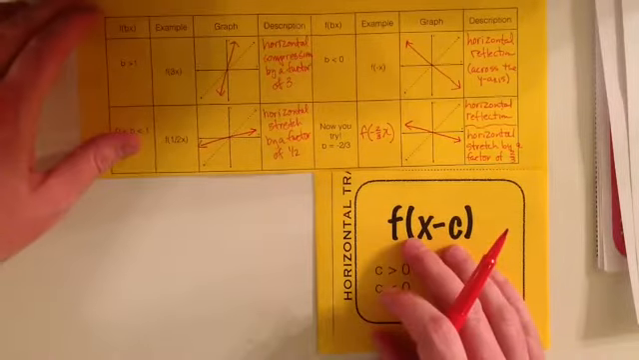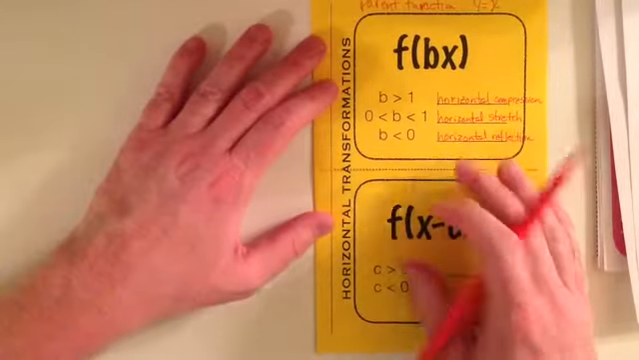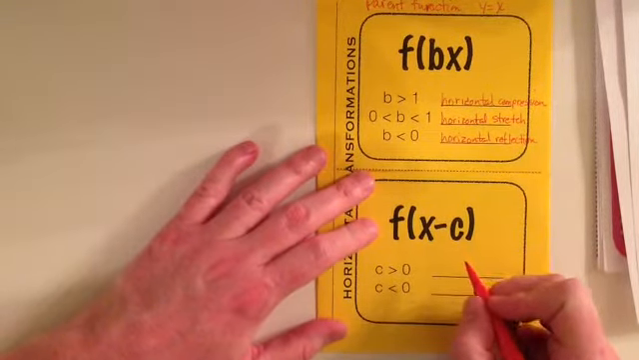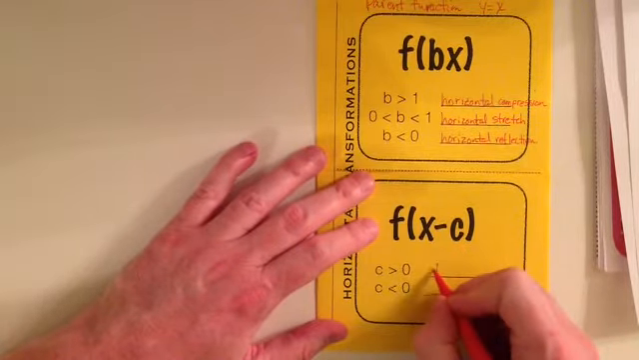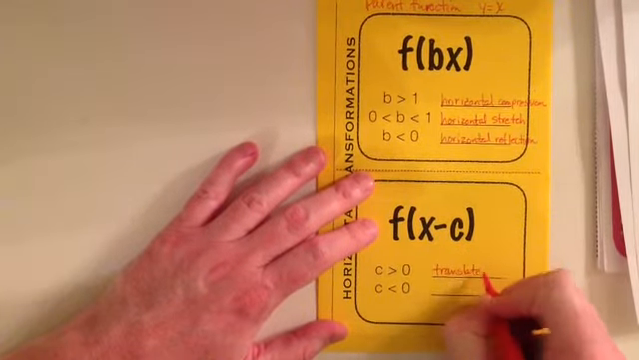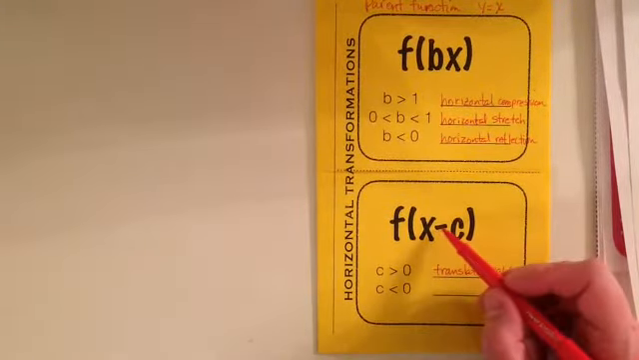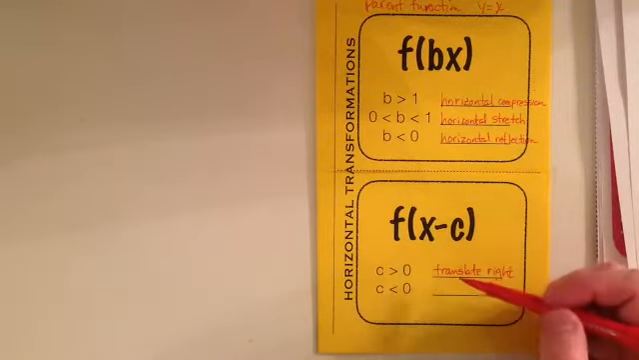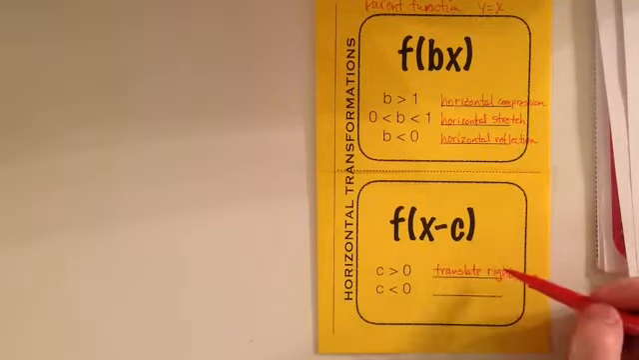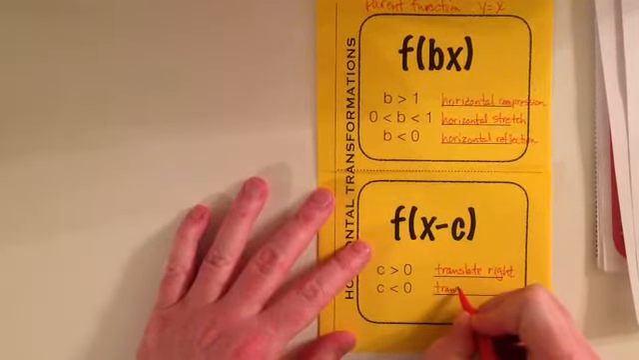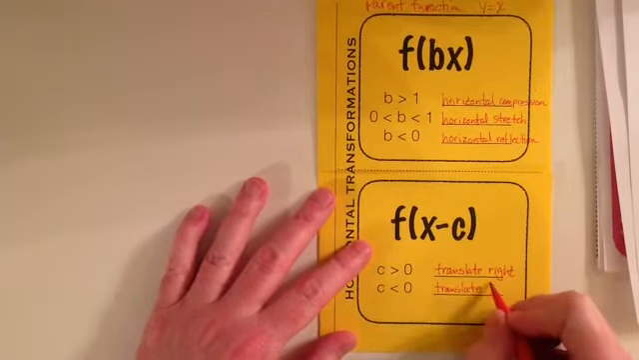Okay, so let's close that up and let's look at the bottom part where we subtract c from x. If c is greater than 0, which means c is a positive number, then I am going to translate to the right. Remember, there's a minus sign there, and so when I'm subtracting a positive number, I translate to the right. If I'm subtracting a negative number, then I translate left.